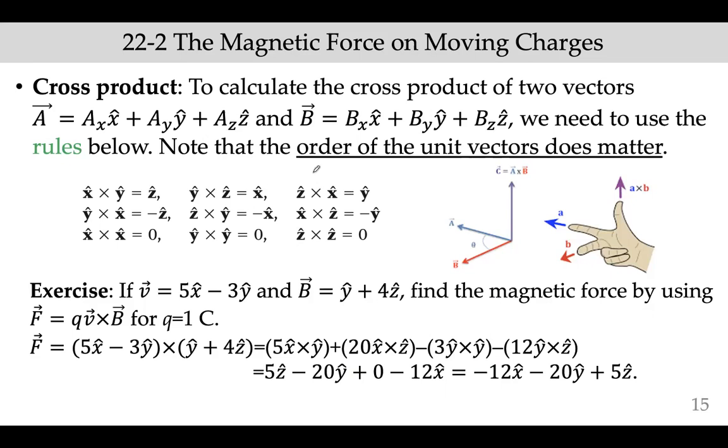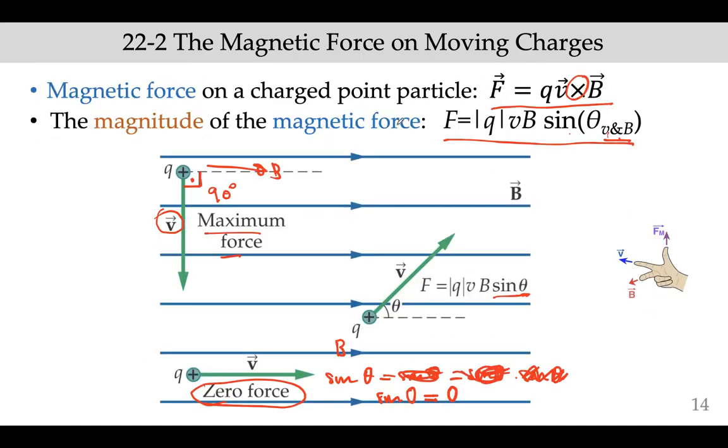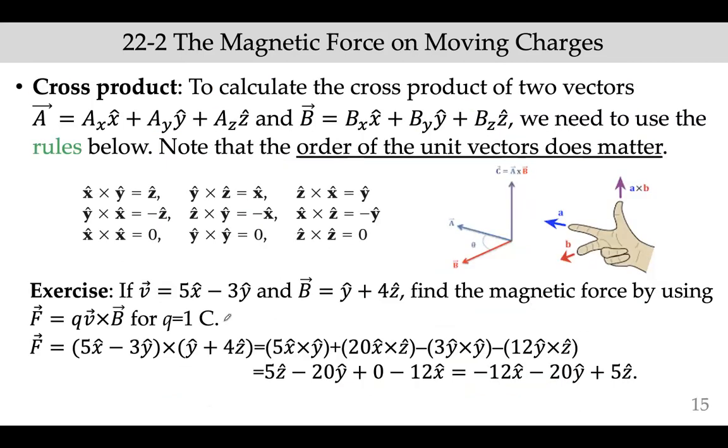So if you are given the angle, then you don't have to use cross product. You can use just this formula with the angle. But if you are given two vectors, such as these, like v, the velocity vector, and the magnetic field vector, then you have to use the rules of the cross product.